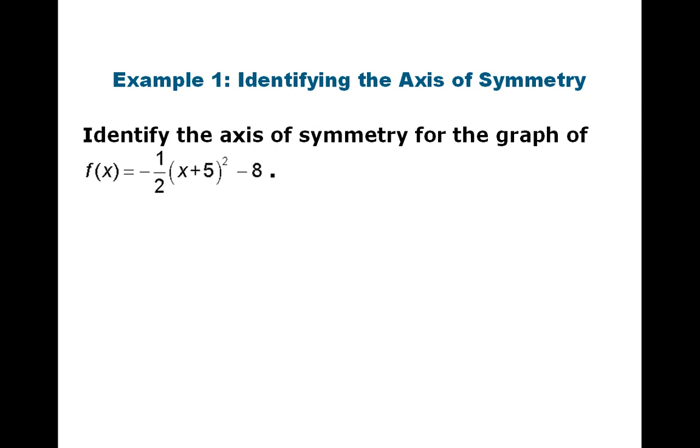So if we are looking at this equation, f(x) = -1/2 (x + 5)² - 8. Remembering what we knew about transformations, this parabola has moved to the left 5.